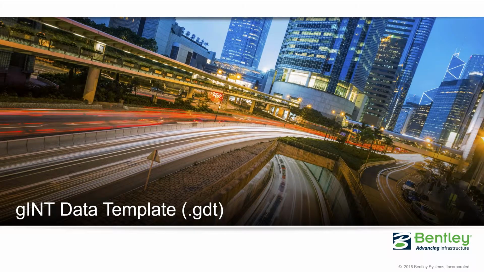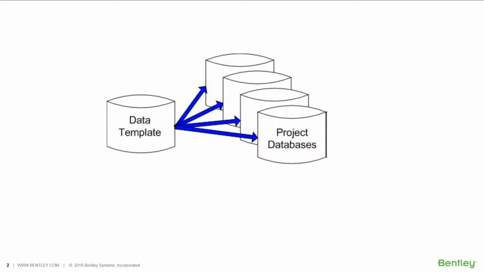The gINT data template. The extension of the gINT data template is .gdt. A data template is a file without any data. The data template stores the structure of the tables and their fields, as well as the drop-down list associated with those fields. It also specifies how the data will be formatted in the input for each field. You can use one data template to create multiple projects.